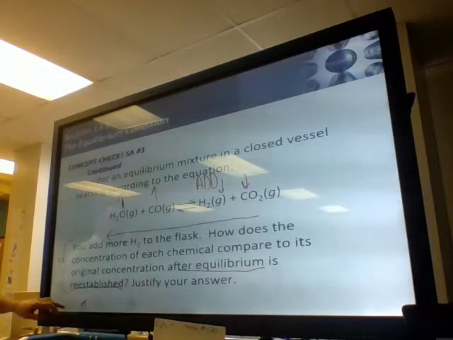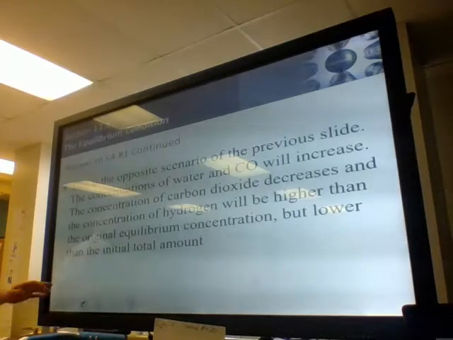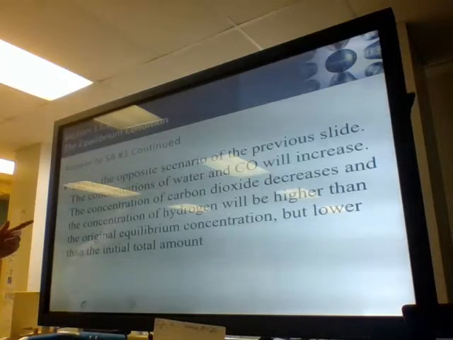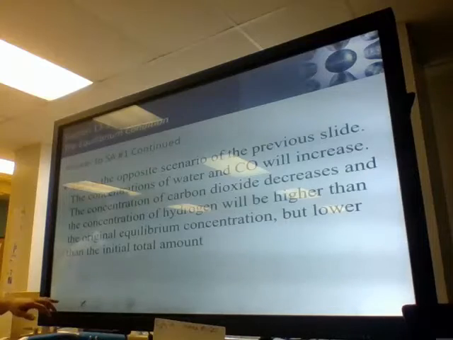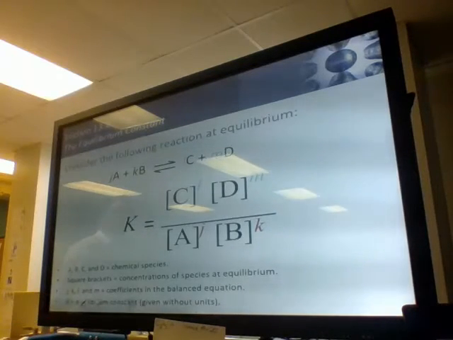All right, so first two, this is the opposite scenario, previous slide, the concentration of water and O2 will increase. So that's something, easy 10 points for you guys, right? All right, so it doesn't get much harder here.